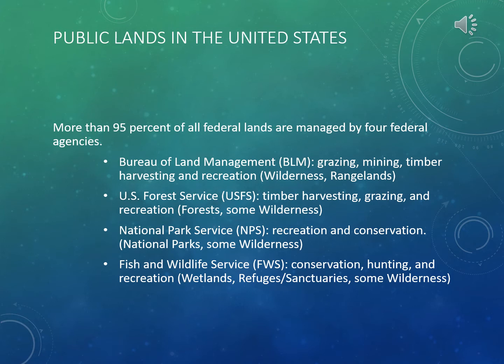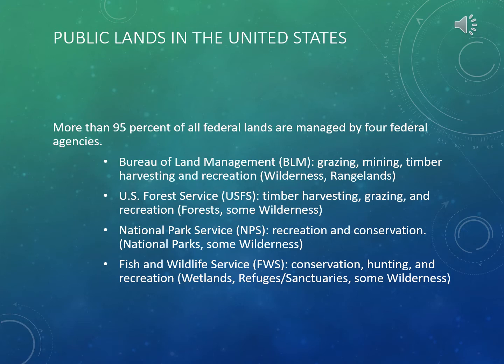More than 95% of the federal land in the United States comes under the purview of just 4 different organizations. First, you have the Bureau of Land Management, also known as the BLM. They are responsible for managing land that is used for grazing, mining, timber harvesting, and recreation. Most often, they are associated with wilderness areas and rangelands.